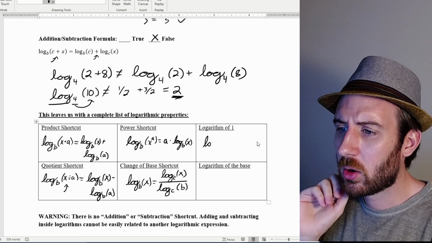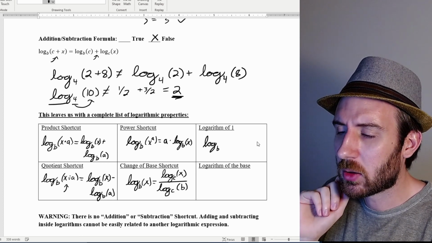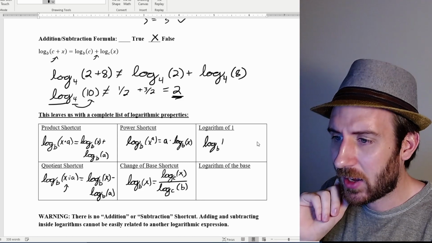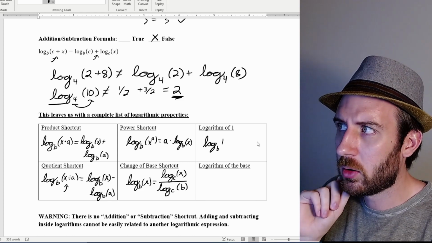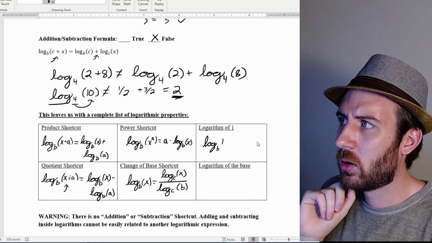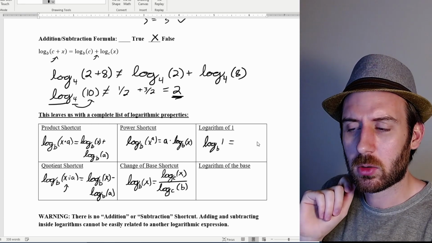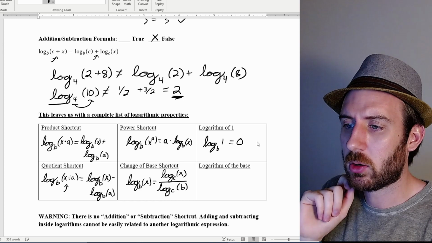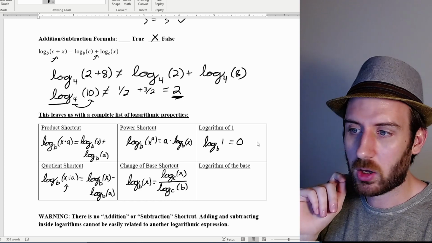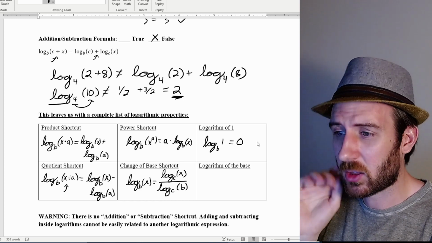Logarithm of 1. Log base b of 1, what would that be? I'd be looking for the power that takes b up to 1, or down to 1. I guess that would be 0, right? That'd be the exponent that if I raise b to, I would get 1. Okay, so that's equal to 0, so long as we're not doing log base of 0 or anything like that, which isn't a thing.